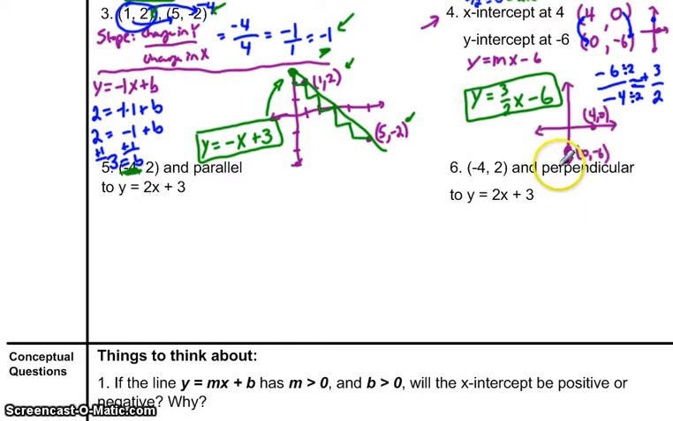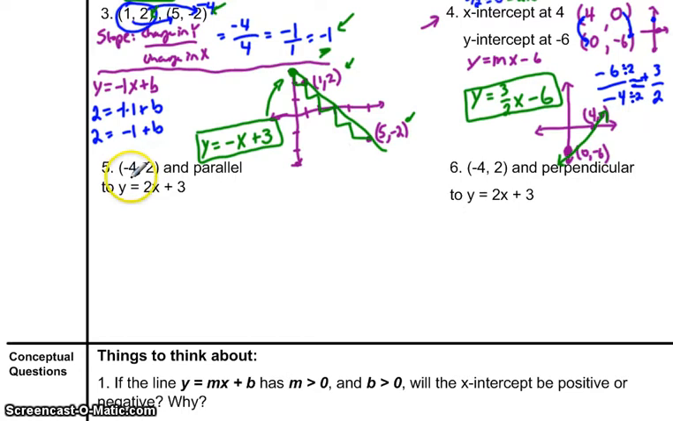Again, if you plotted those 2 points, an x-intercept at 4 and a y-intercept at 6, and drew your line, yeah, we do have that positive slope here with an intercept of negative 6. So y equals 3/2 x minus 6 makes sense. Let's finish up by looking at 5 and 6 together.